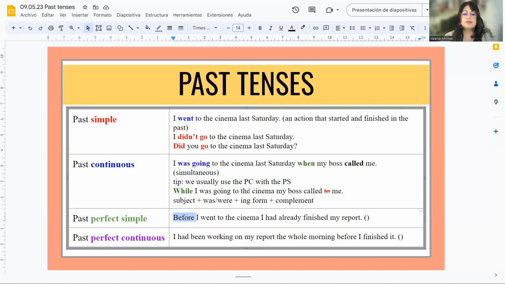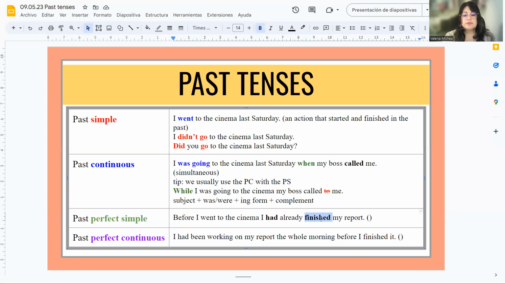Then another thing that we said is that we use the auxiliary verb had, and then we need the participle form. So before I went to the cinema, I had already finished my report. All right, so had as an auxiliary verb and finished as the participle form. What is the participle form? The third verb from the list. All right, so we have present, past, and participle.